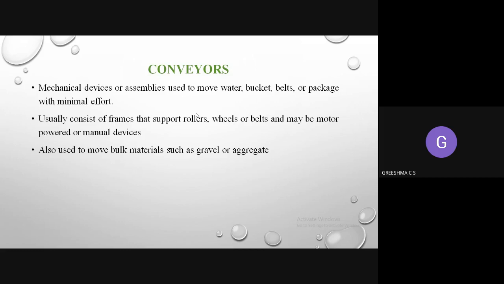What is a conveyor? What is the word meaning of convey? Convey means if you want to say I want to convey something, that means you want to pass something. We say convey my wishes, it means just pass my wish, just let him know my wish. So that is to convey. Here, just like the word, conveyors are mechanical devices which help you to move water from one place to another place.